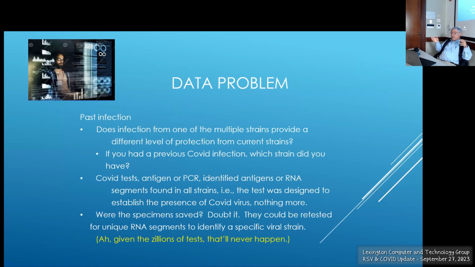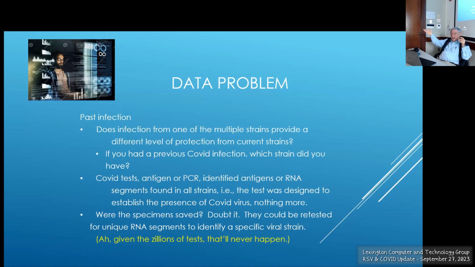Now, the COVID tests, whether they're antigen or PCR, identified antigens or RNA segments found in all strains. The test was designed to establish the presence of COVID virus, nothing more. Because they want to know if you had COVID. They don't want to know which strain you had. Were the second specimens saved? All those snot things? I doubt it. As a matter of fact, they tell you to throw them away. I'm talking about in the labs.